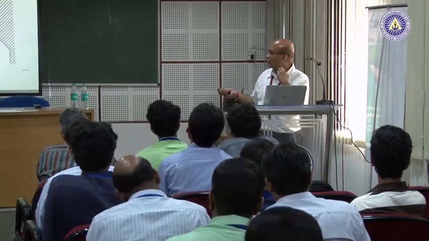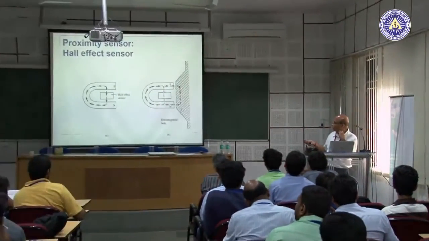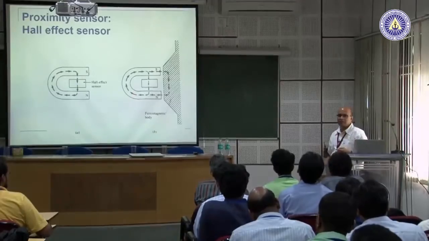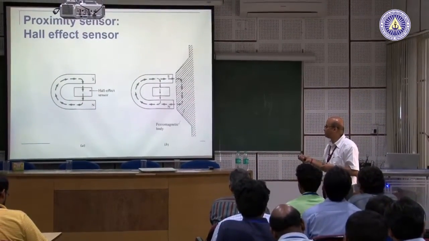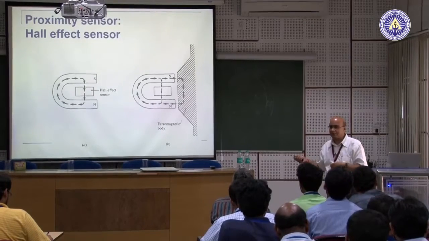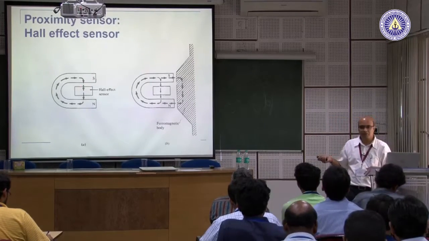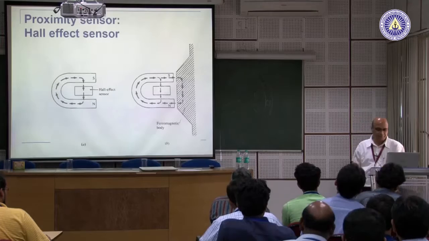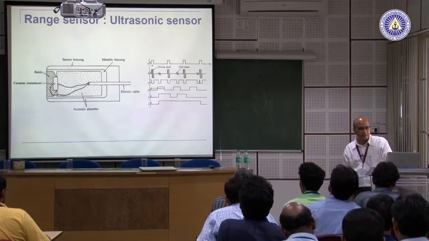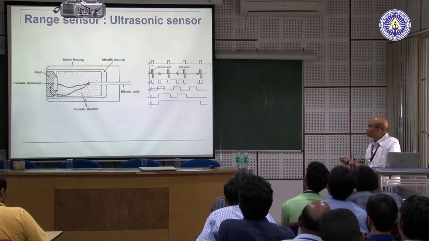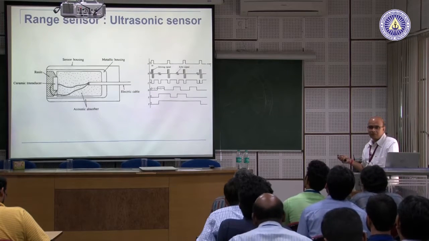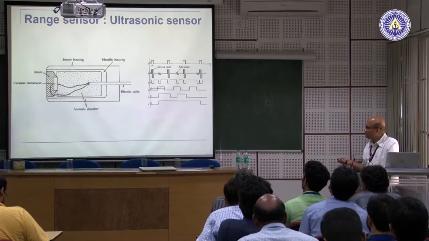So, the Hall effect sensor is extensively used for checking a car's speed, for navigation of mobile robots, for picking up speed in this kind of application, and for proximity. It is not very expensive, hardly about 250 rupees. The other kind of sensors which are used extensively are ultrasonic sensors. And the working of the ultrasonic sensor is also very, very simple.